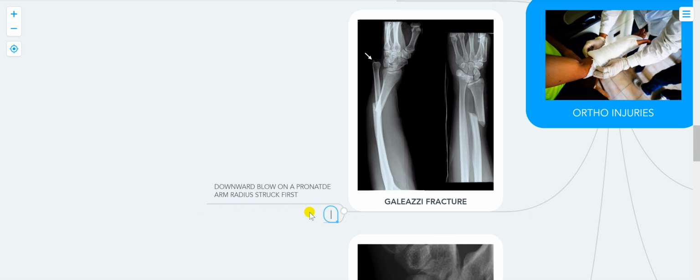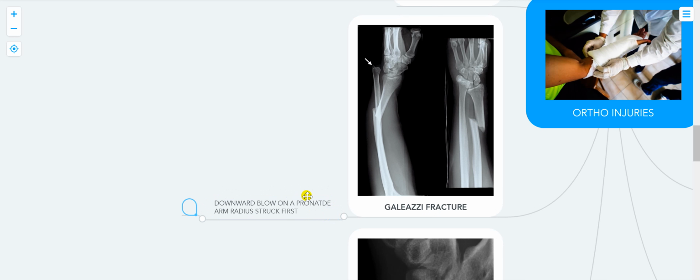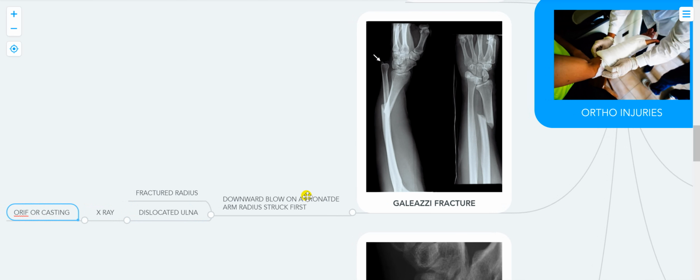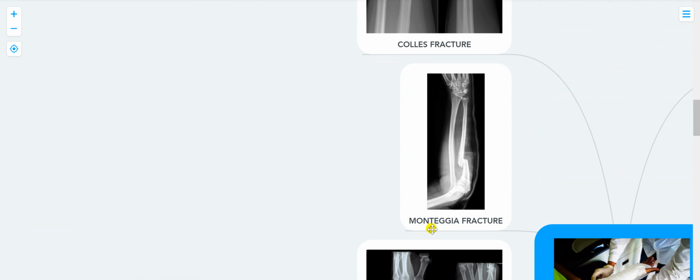How does the patient present usually? Let's see. How does the patient present? Present with fractured radius and dislocated ulna. How do you diagnose that? By an X-ray. And how do you treat the Galeazzi fracture? You do open reduction, internal fixation, or casting based on the severity. If it's severe, then we do open reduction, internal fixation. So this is Galeazzi fracture.